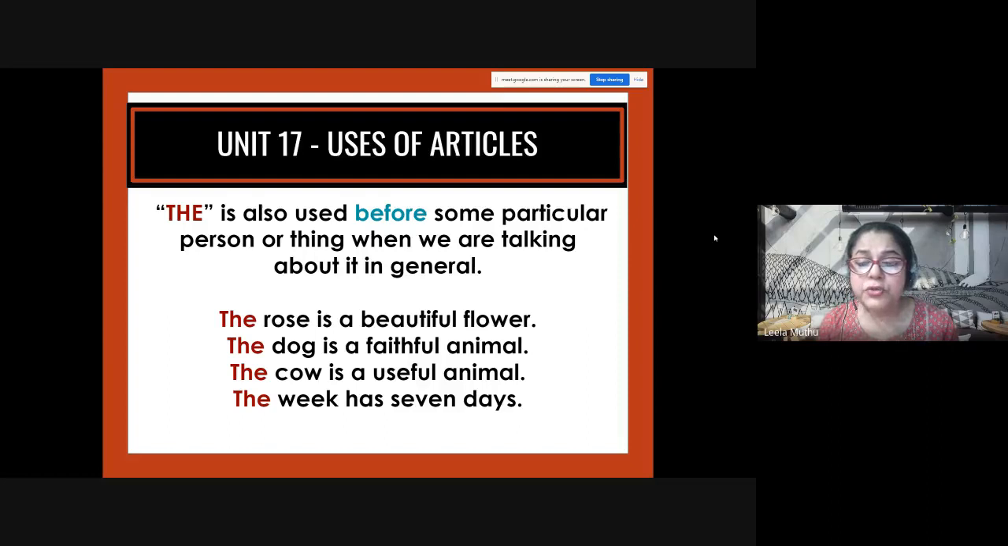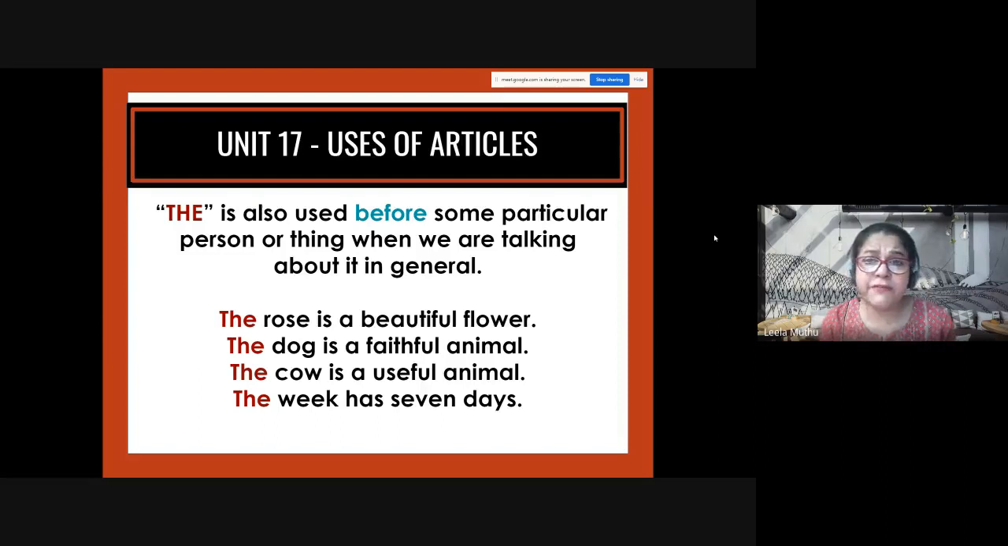"The" is also used before some particular person or thing when we are talking about things in general. Now you see there are common ways, like for example, the horse is a beautiful animal. When you're talking about all the horses in general, we can use "the" before the noun. For example, the horse is a majestic animal. The dog is a faithful animal.